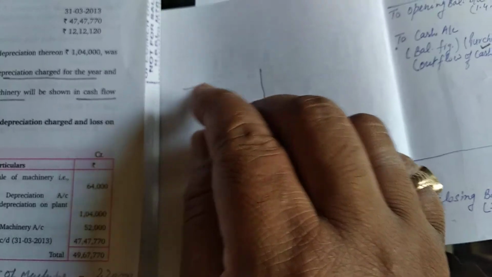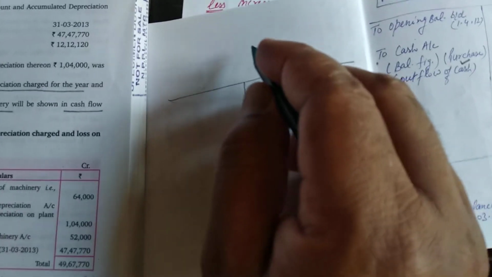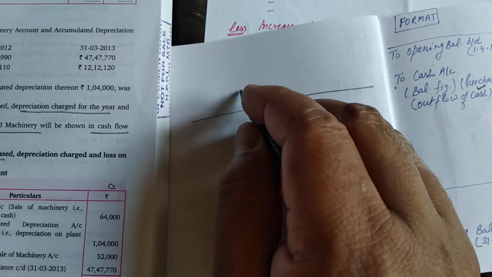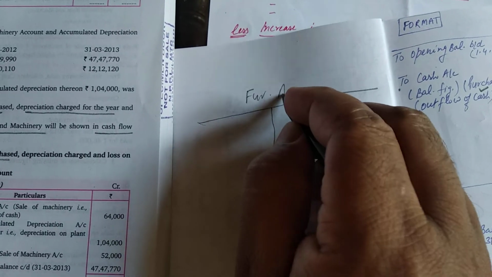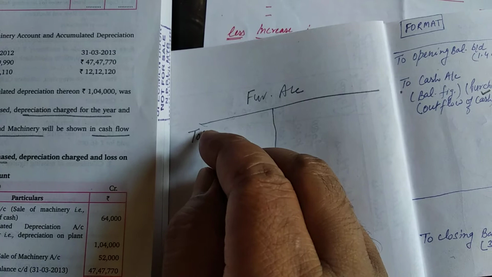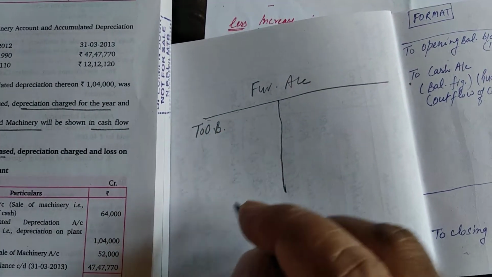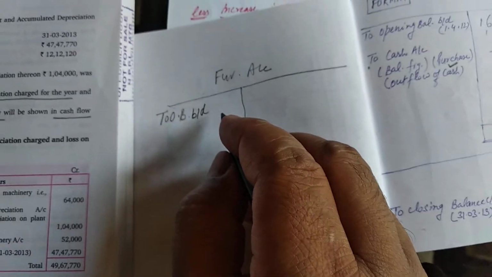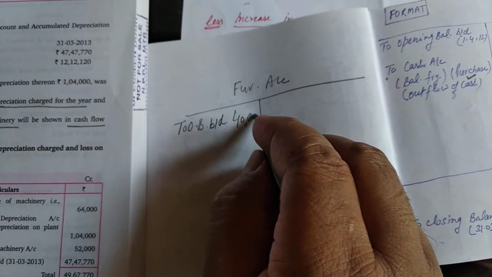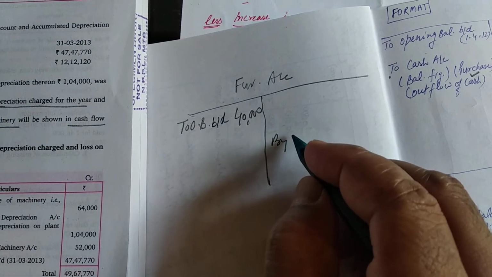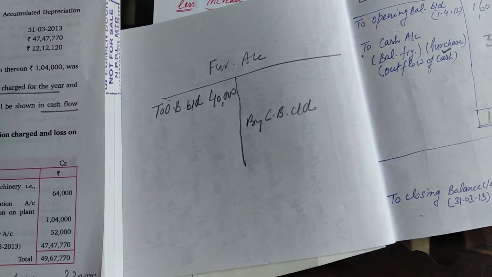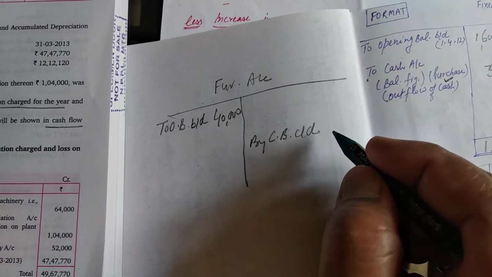So what do we have to do? We have to draw a rough format. Suppose it is the furniture account, where we write the opening balance. We write on this side opening balance brought down, that is given in the question, 40,000. Here we write CB, closing balance carried down, that is given in the question, 60,000.